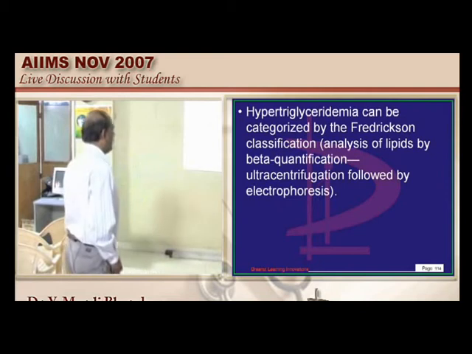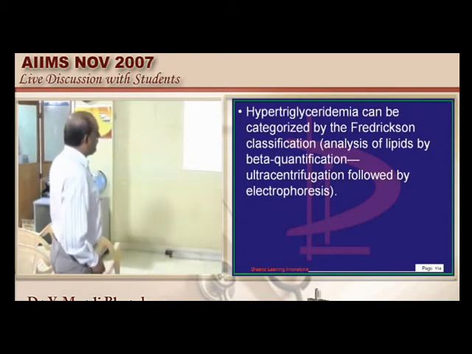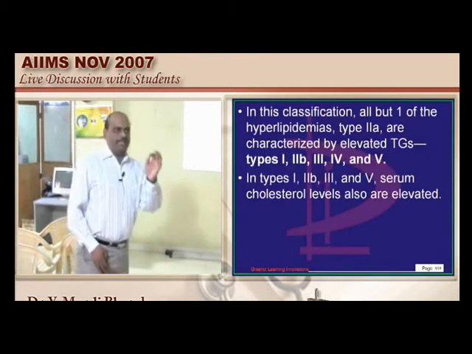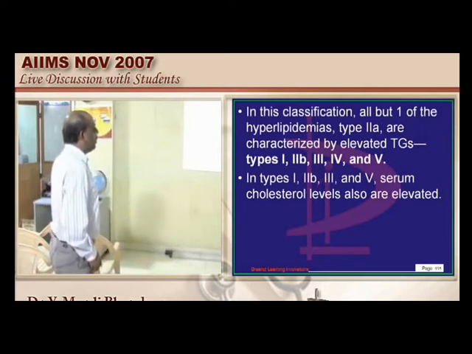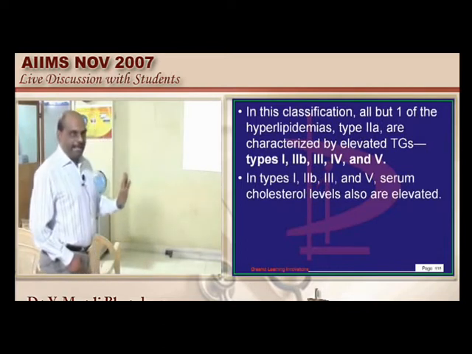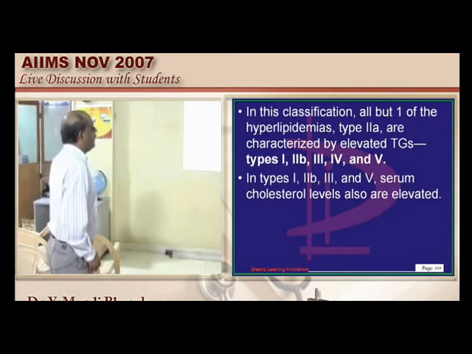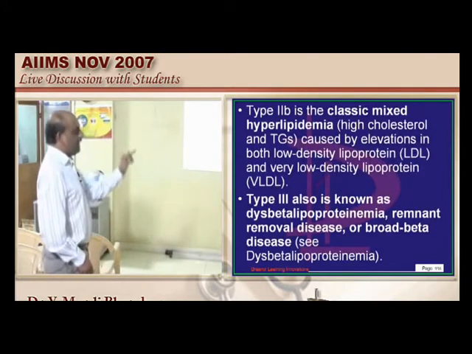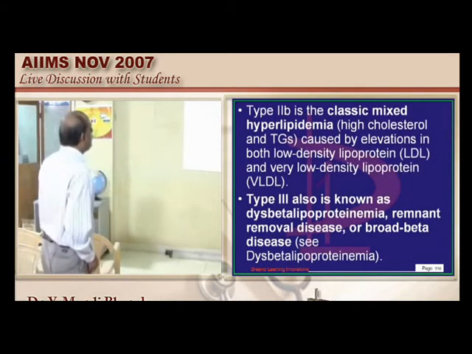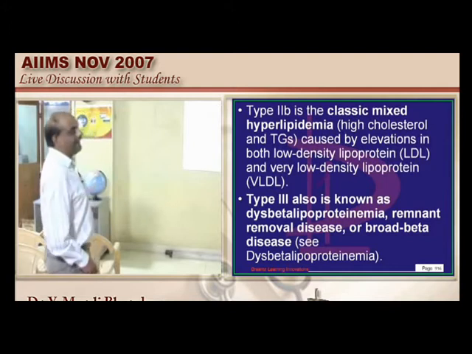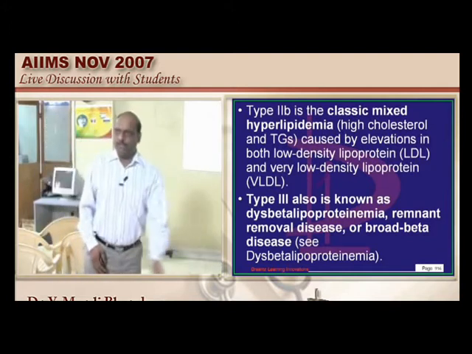Now let us be clear about our concepts, doctor. Very simple to remember. All but one, that is, except type 2A, type 1, type 2B, type 3, type 4 and type 5, all of them will show elevated values of triglycerides. That is the simple way to remember.